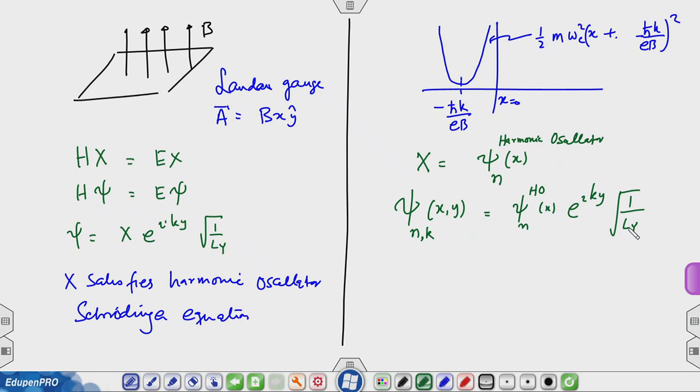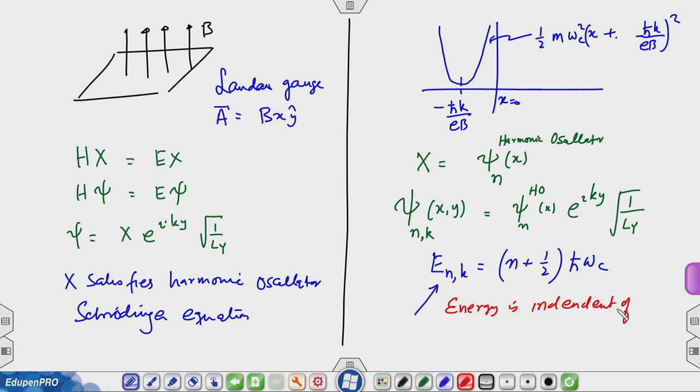We are taking periodic boundary conditions over k, and E n k is equal to n plus a half h cross omega c. This is very important to understand: energy is independent of k. Since energy is independent of k, it is a highly degenerate level, because all the k values that are allowed are going to be in this level. You do have k coming in the wave function, so all those k's are going to come into this, and that is the degeneracy.